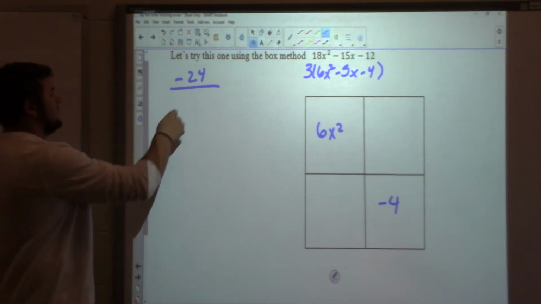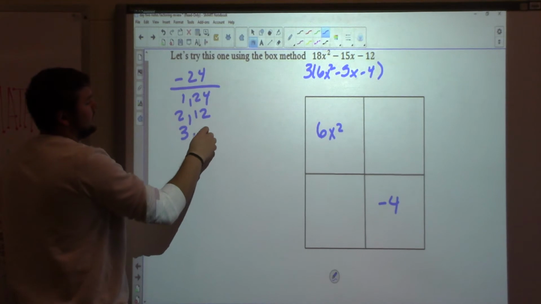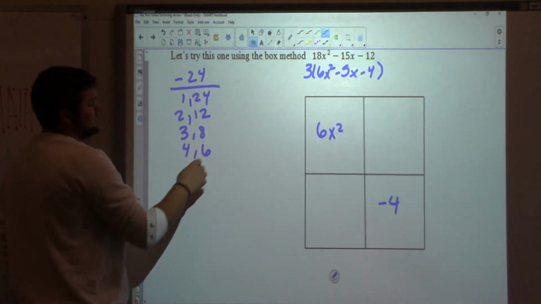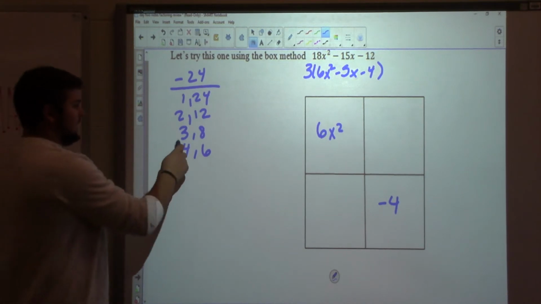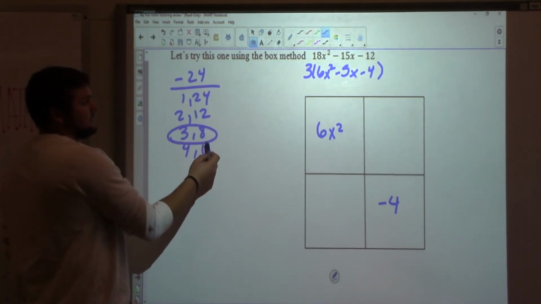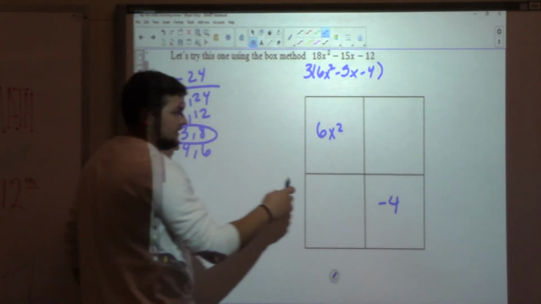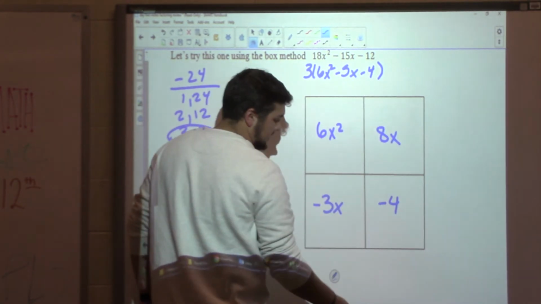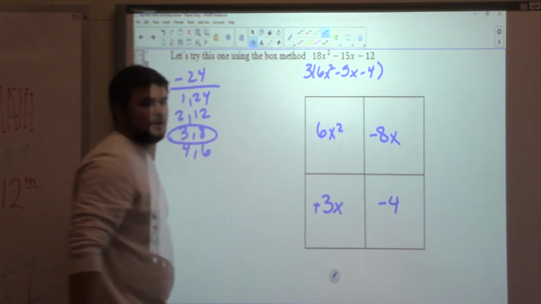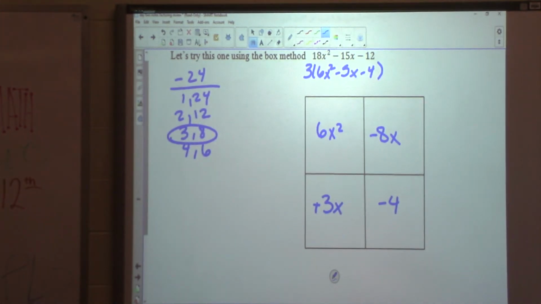Well, I know 1 and 24, 2 and 12, 3 and 8, 4 and 6. Do any of those work? 3 and 8, right? If I have positive 3 and negative 8, it should give me negative 5, right? So you can put them in whichever boxes you want. Oops, I did that backwards. Positive, negative. Okay? It doesn't matter if you put 3x on top right or you put negative 8x on top right. Either one should work.